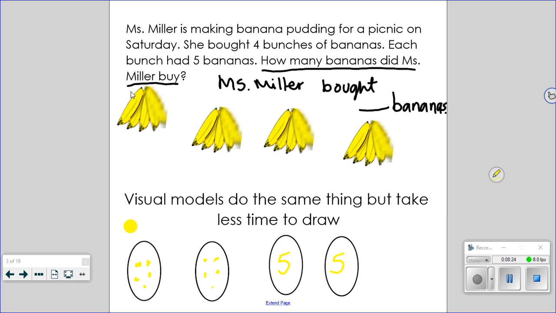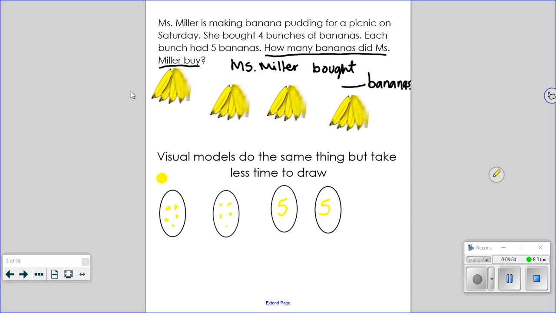So from here on out, I do not want you drawing the picture of what's actually happening in the problem. I want you using circles and dots as your visual model. Does that make sense? Okay. So I figured out that I need bananas. That's what I'm counting. I've drawn a model to help me out. Now I need to make a math equation. What kind of math equation would help me solve this problem?